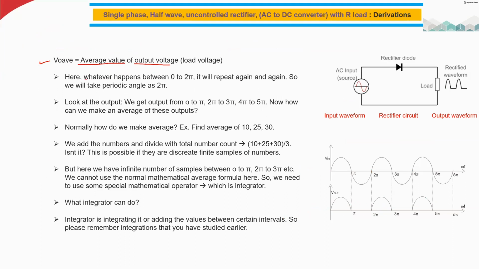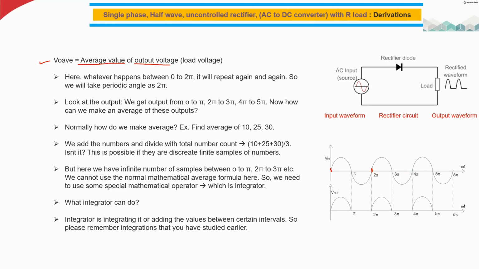Here, whatever happens between 0 to 2 pi will repeat again and again. If this circuit processes this one cycle, it will process all the other cycles in the same way. That is what I mean. So we will take the periodic angle as 2 pi, and in our mathematical calculations we will consider 0 to 2 pi. If you make the calculation based on this, it is going to repeat in all other cycles. You see here, 2 pi to 4 pi is also the same, 360 degrees.